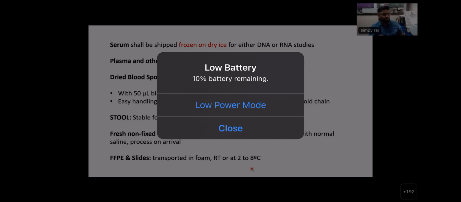And stool samples are stable for 4 hours at room temperature, but at 4 degrees they can survive 24 to 48 hours. And fresh non-fixed tissues, you should dab them with normal saline soaked gauze so that they don't get dry. And for FFPE and slides, you must be cautious that they are not transported without any support. They can break, and the sample can be lost.